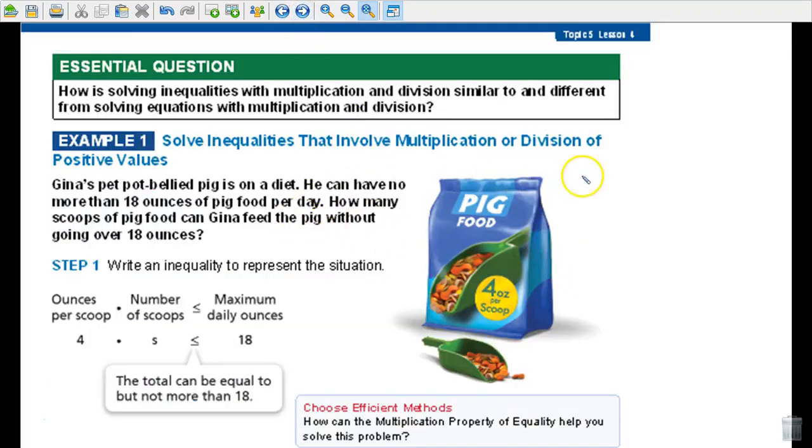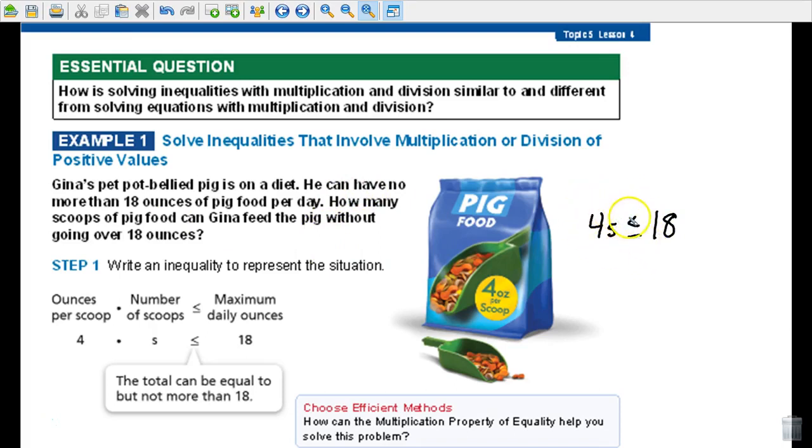Okay, example 1, solve inequalities that involve multiplication or division of positive values. Gina's pet pot-bellied pig is on a diet. He can have no more than 18 ounces of pig food per day. How many scoops of pig food can Gina feed the pig without going over 18 ounces? So, if it's 4 ounces per scoop, that would be 4 times the amount of scoops, which is S, and that would have to be less than or equal to 18. They say no more than, so it can be either 18 or less than 18. That's where we get the less than or equal to, okay?